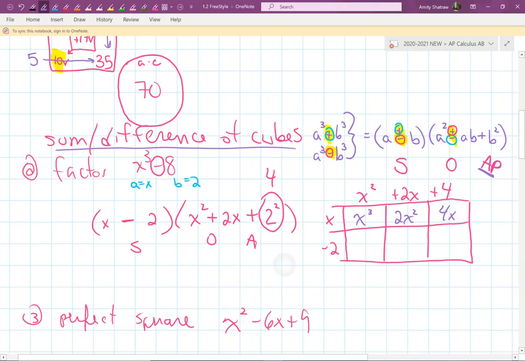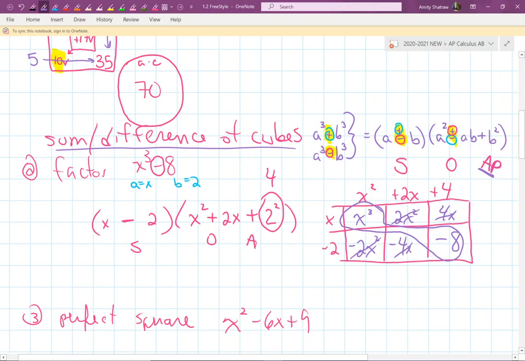X squared times negative 2 is negative 2x squared. Aha, those disappear. They're opposites. By design, this is how it works. Ready? 2x times negative 2 is a negative 4x. Aha, those disappear. And a 4 times a negative 2 is a negative 8, which is how we get our difference of cubes.